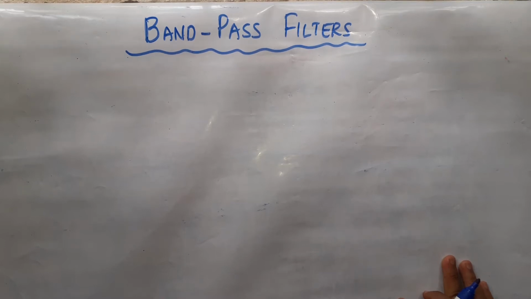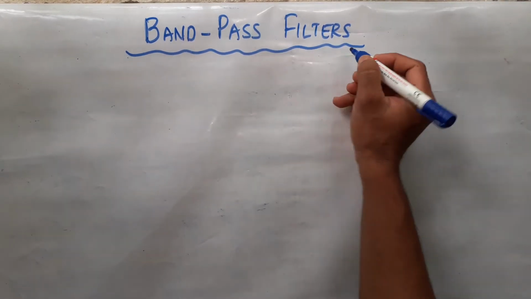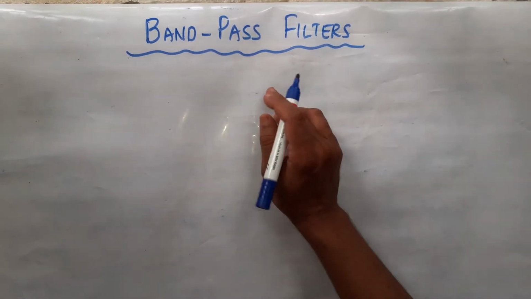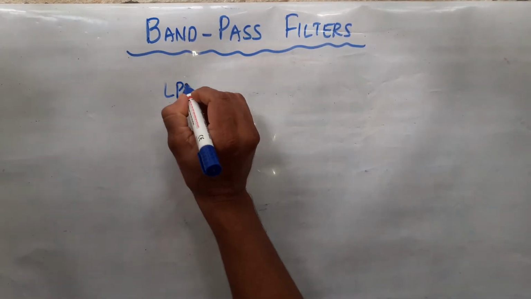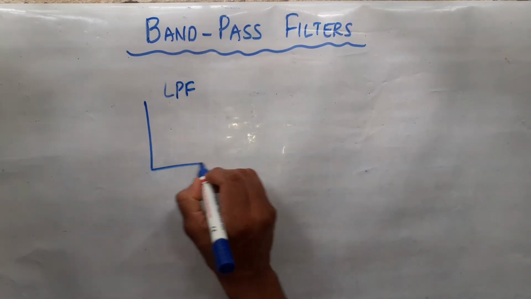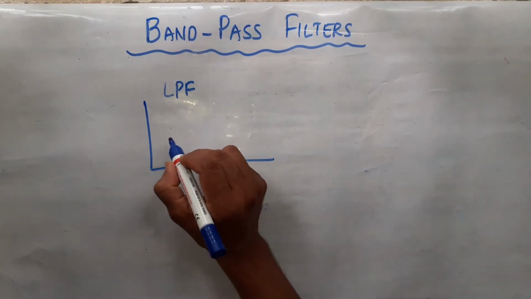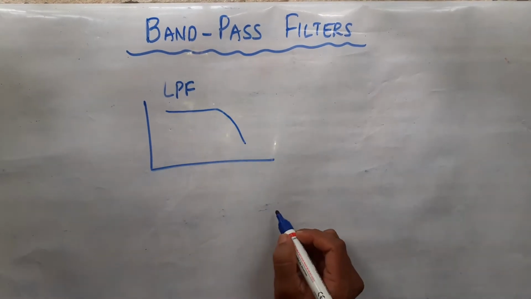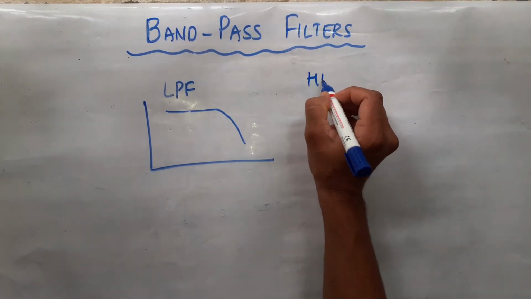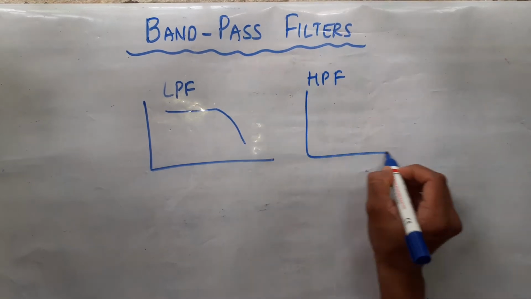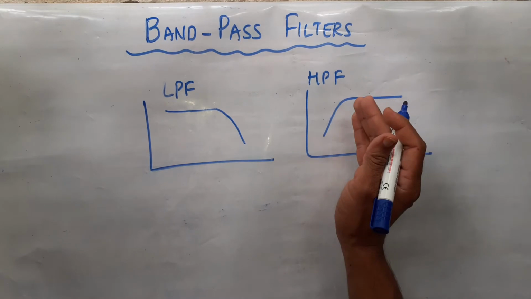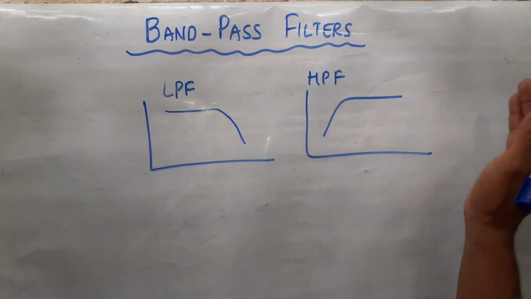Hello students, our today's topic is band pass filters. Before going into band pass filter, we have seen low pass filter. What is a low pass filter? How is the frequency response? Low pass filter means it will allow the low frequency portion and it will block the higher frequency. Then we have seen high pass filter, which is the opposite of low pass, where higher frequencies will be allowed, higher will be passed, right?